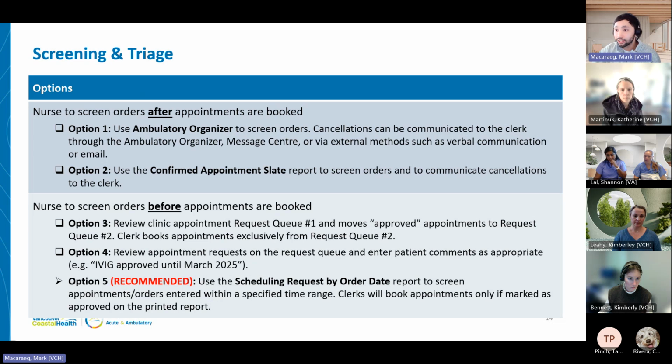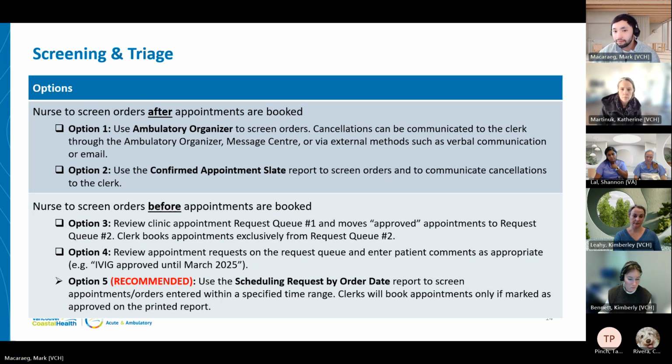The nurse would have to use the scheduling appointment book to look at the queue, but instead of moving one appointment to another queue, the nurse can just leave a comment on the patient's chart, and the clerk will book accordingly. An example would be if there are IVIG appointment requests for a patient up to July, but they're only approved until March, the nurse can leave a comment saying IVIG approved until March 2025, or something to that effect.